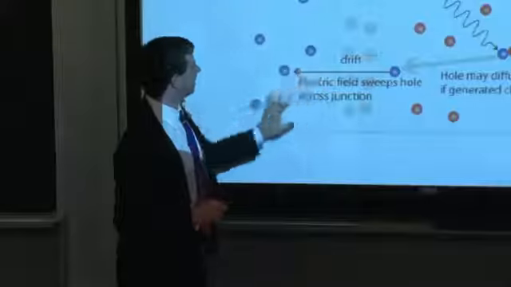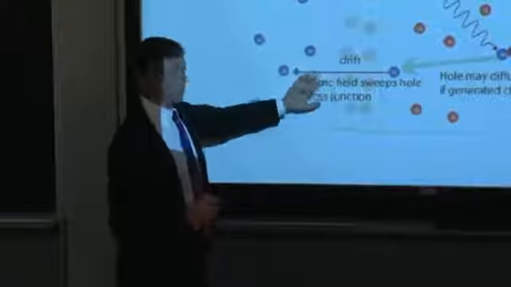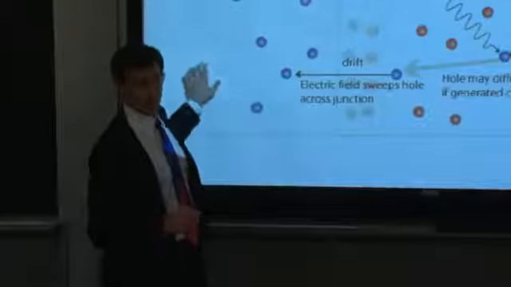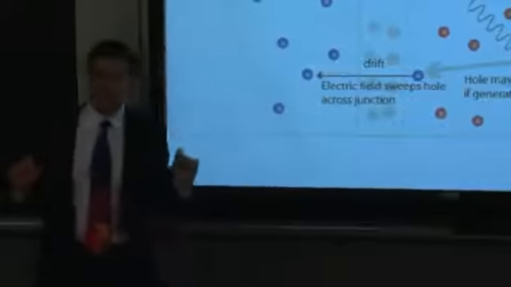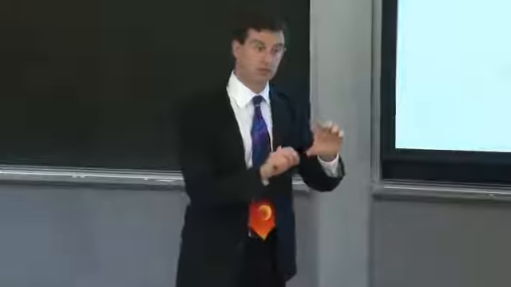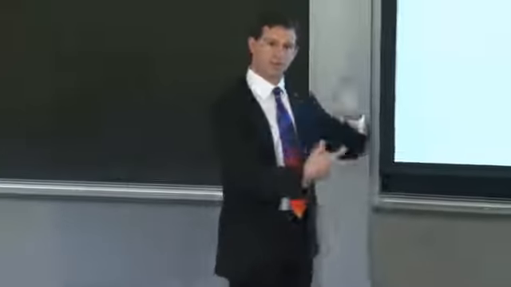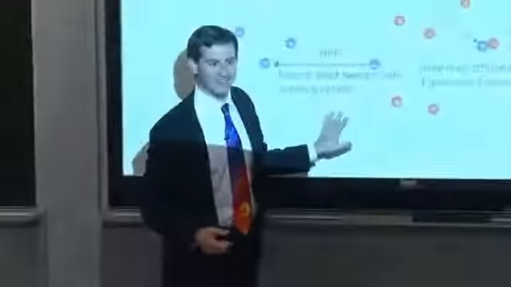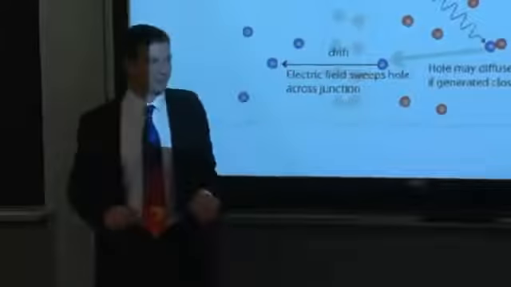Here we're assuming that the carriers that are swept across the junction can move easily away from the junction. In a polymer, not always so. You might have charge accumulation right at the edge of the space charge region, which creates its own field, which counteracts the built-in field here and also inhibits current flow.